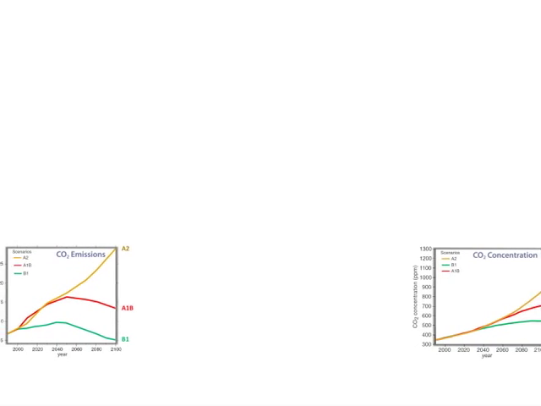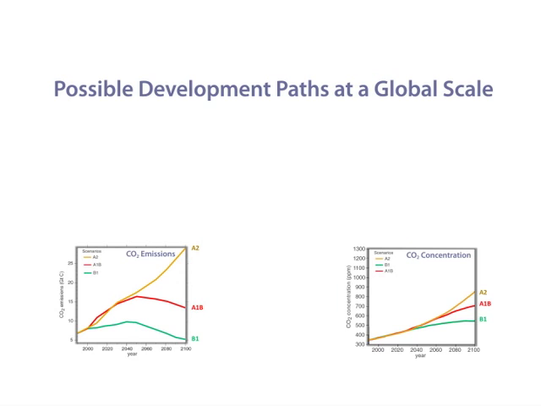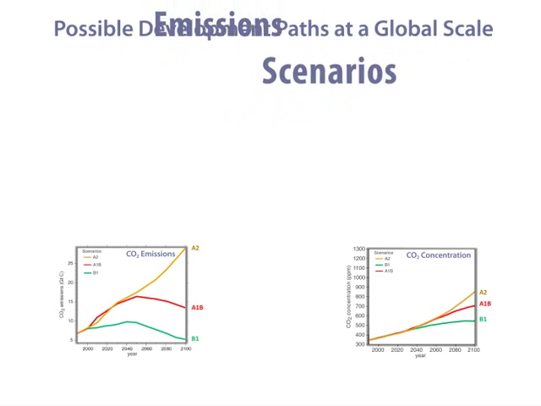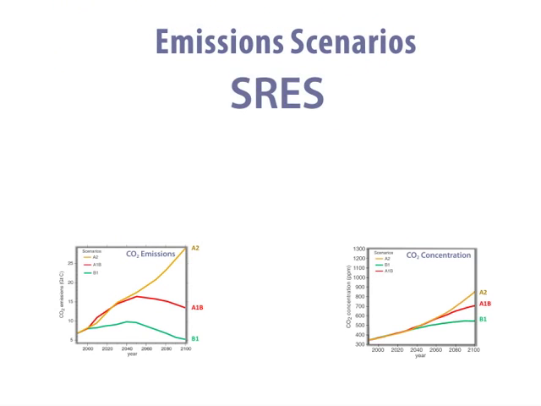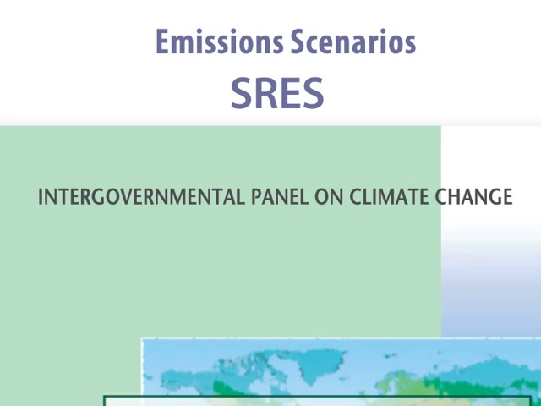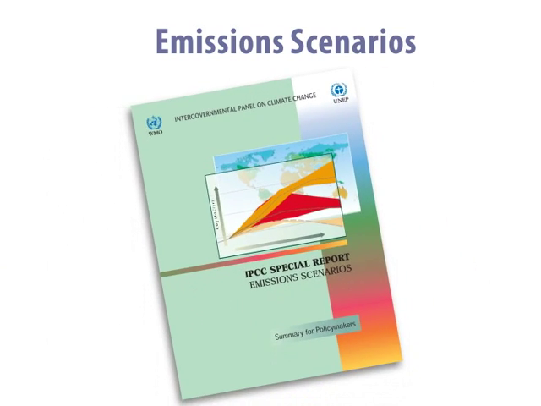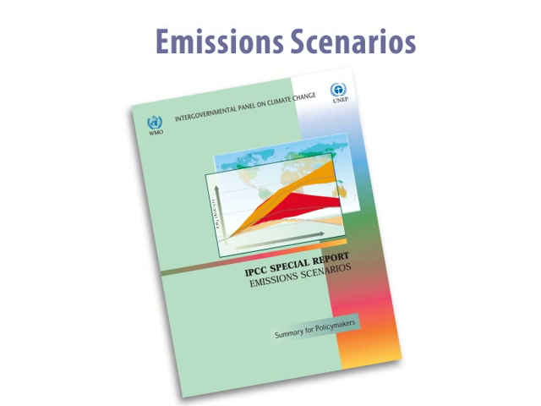When climate scientists work with climate projections, they do so using possible development paths at a global scale. They refer to these possible paths as scenarios. There are several which have been used to describe possible future emissions, ranging from a modest increase to a rapid high increase. One family of scenarios, called SRES, refers to an important report, the Intergovernmental Panel on Climate Change, Special Report on Emissions Scenarios, which was presented about 10 years ago.